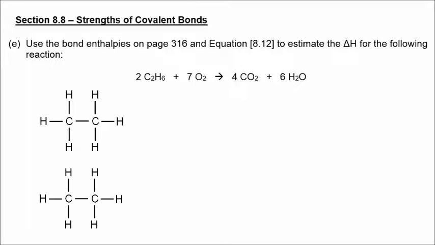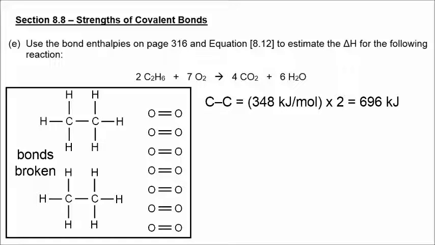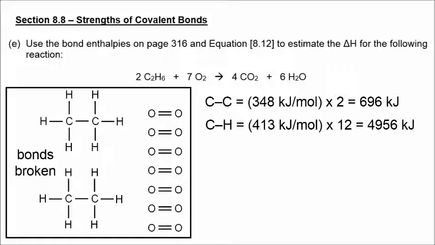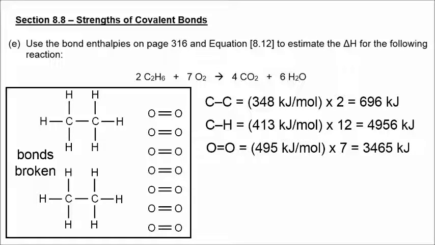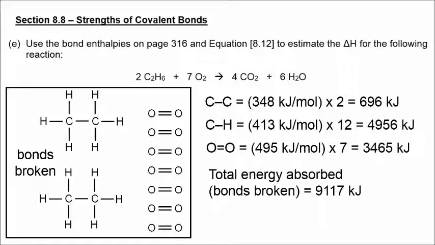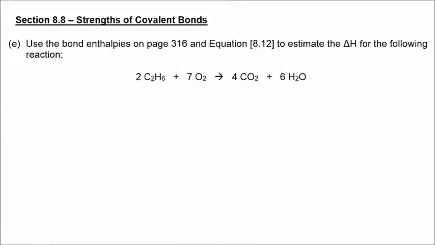So we have 2 carbon-carbon single bonds, 12 carbon-hydrogen single bonds, and 7 oxygen-oxygen double bonds. Grand total of energy absorbed when bonds are broken, 9,117 kilojoules. So how much energy is released when the bonds are formed? Let's go ahead and calculate that.